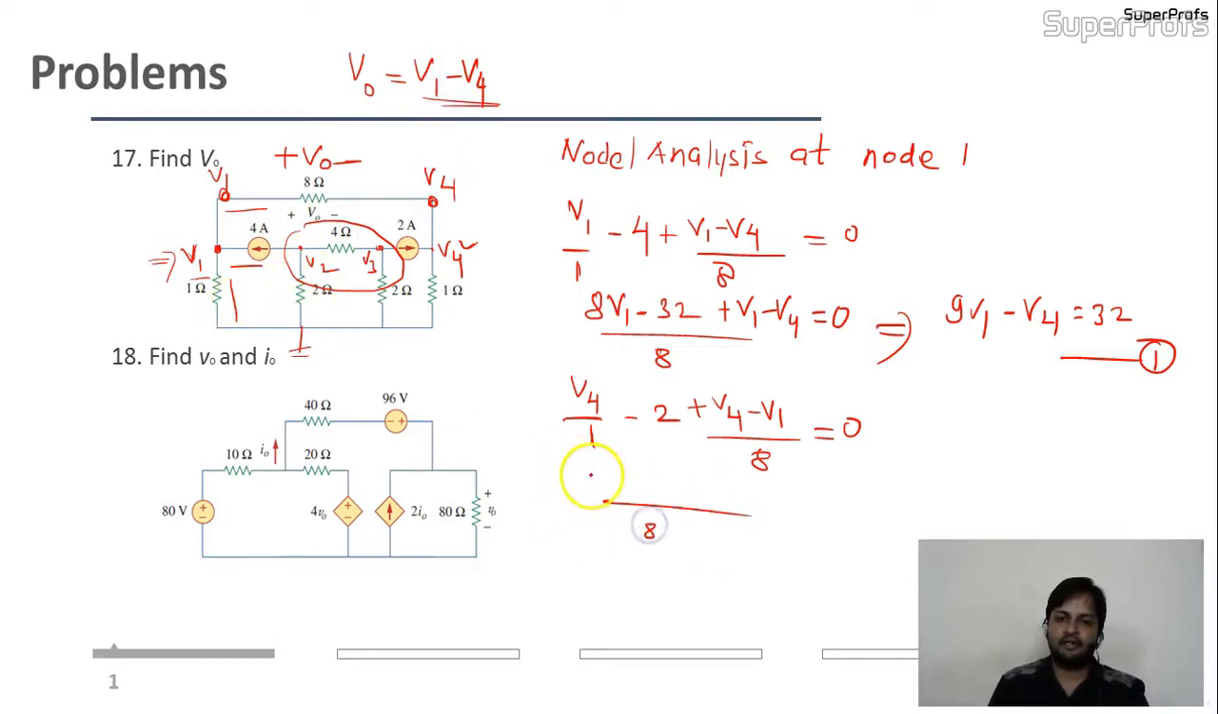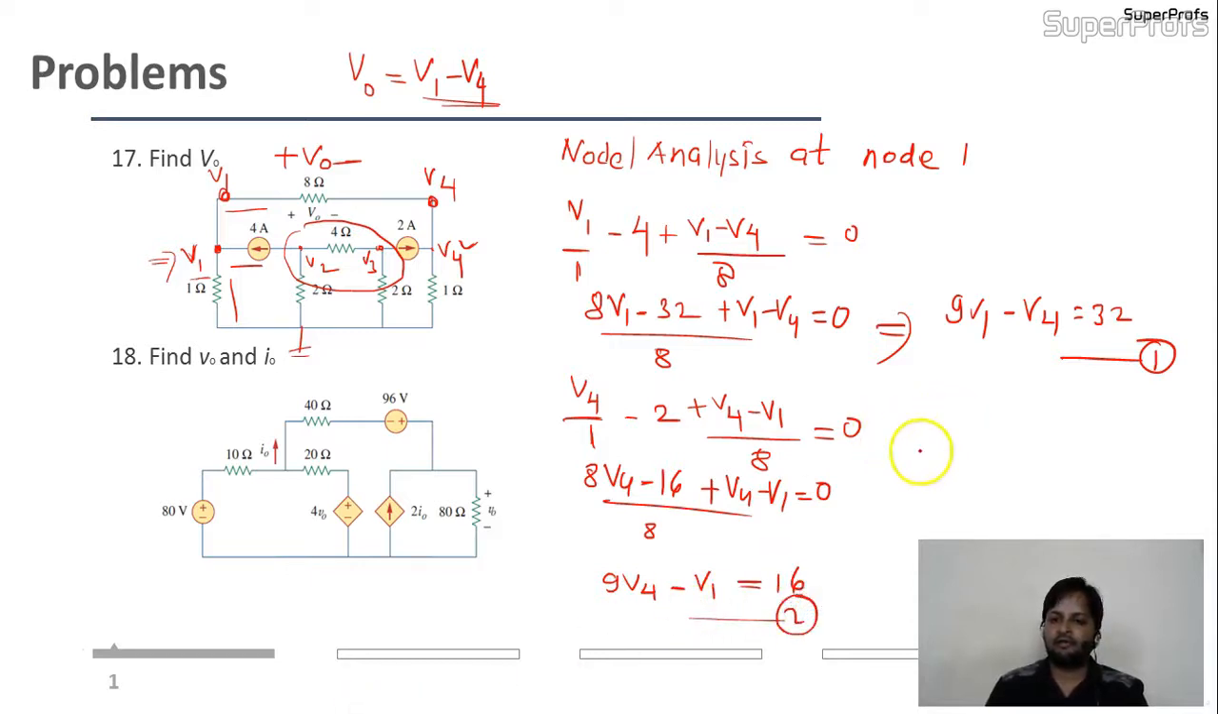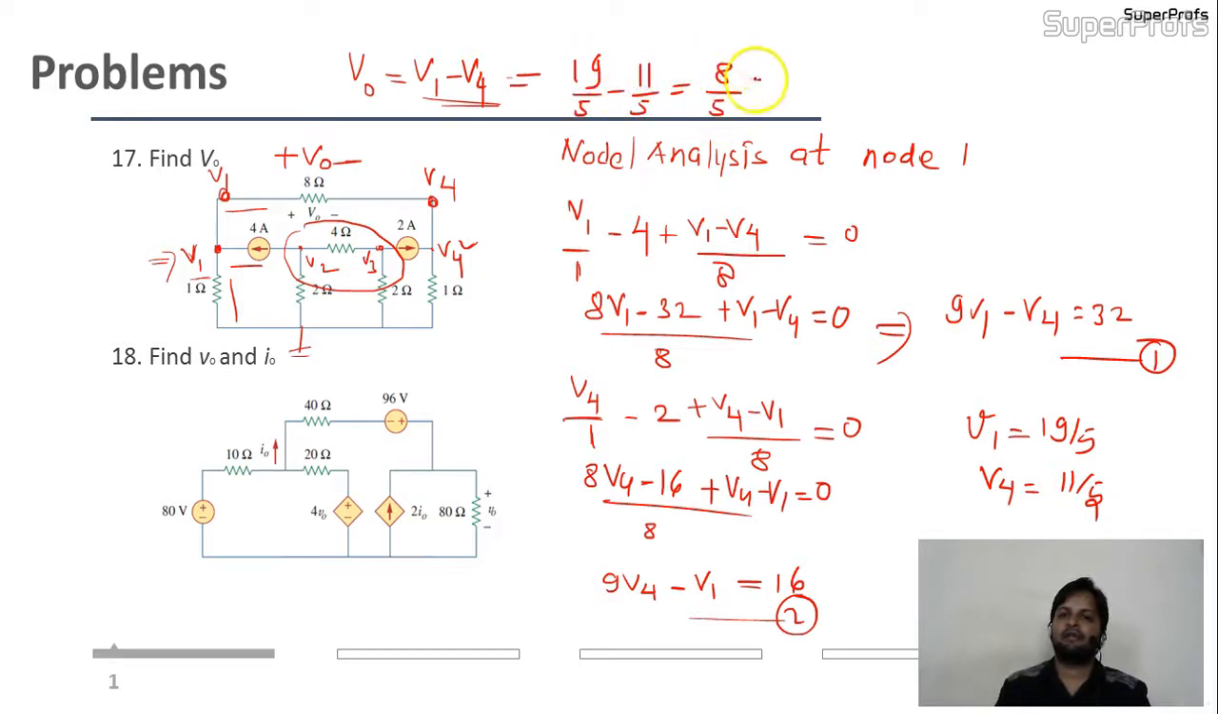Again you'll take the LCM 8. It will be 8V4 minus 16 plus V4 minus V1 equal to 0. Finally, for this you will get 9V4 minus V1 equal to 16, equation 2. When we solve these 2 equations, we get V1 equal to 19 by 5, V4 equal to 11 by 5. Now our V naught is 19 by 5 minus 11 by 5 equal to 8 by 5 equal to 1.6 volt. This is our answer. Okay, this one is very clear.